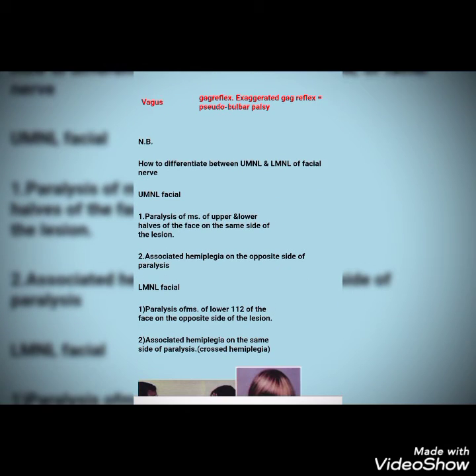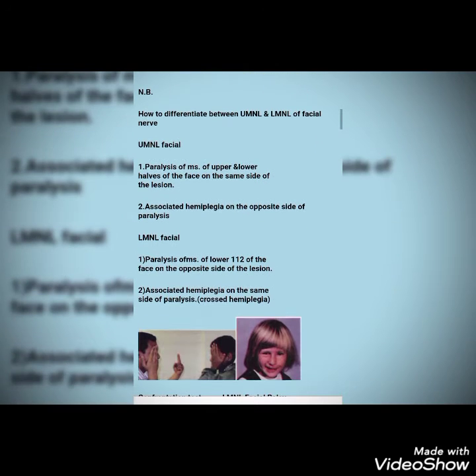Then vagus: gag reflex; an exaggerated gag reflex suggests pseudobulbar palsy. Then note how to differentiate between UMNL and LMNL of the facial nerve. UMNL facial nerve palsy is paralysis of the muscles of the lower half of the face on the opposite side of the lesion, associated with hemiplegia on the same side of the paralysis.